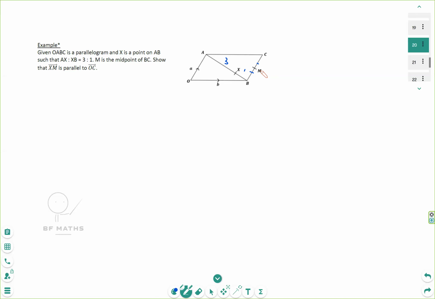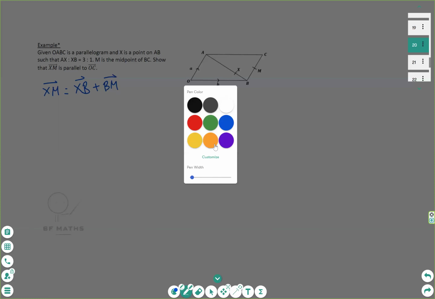To show they're parallel, we just have to find each of them. So let's do XM. To go from X to M is quite tricky. I think the closest way is XB plus BM. That's the easiest one to do. But XB and BM, none of them are given to you, obviously, so we do have to do a bit of investigation.